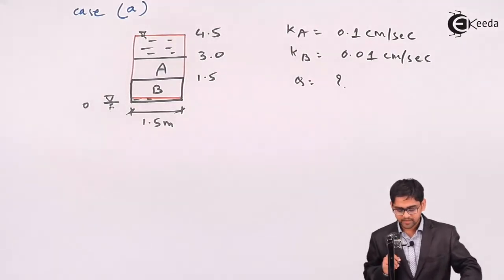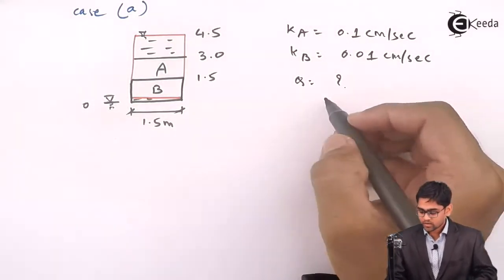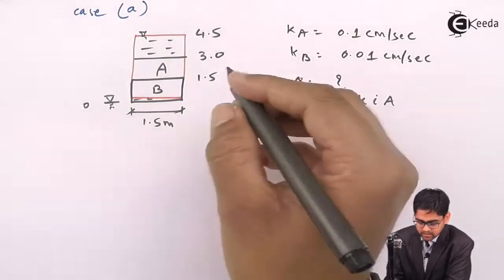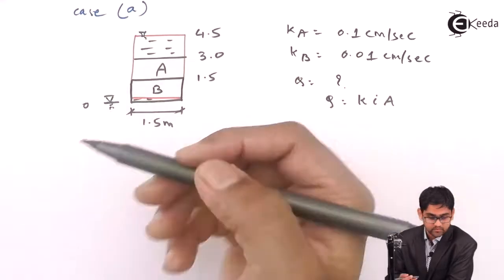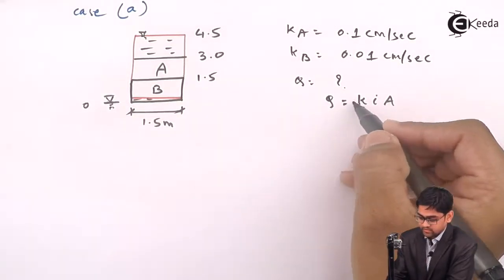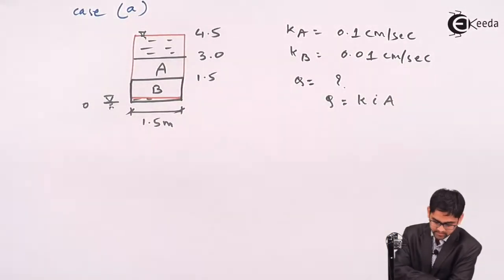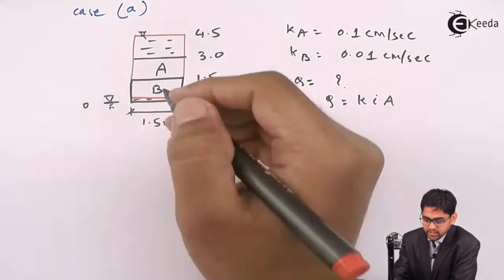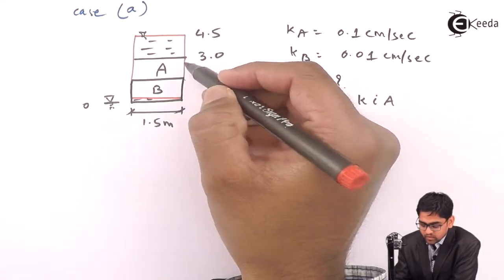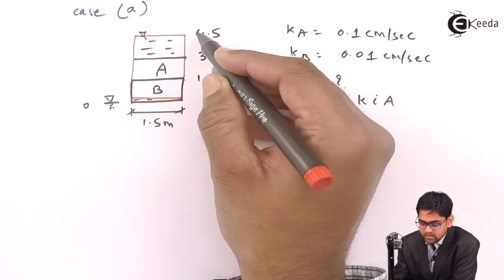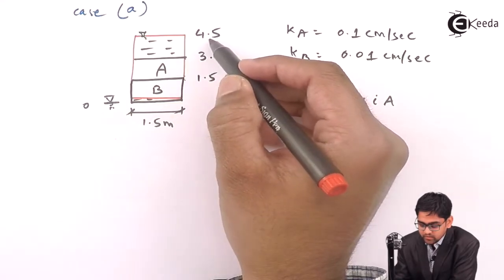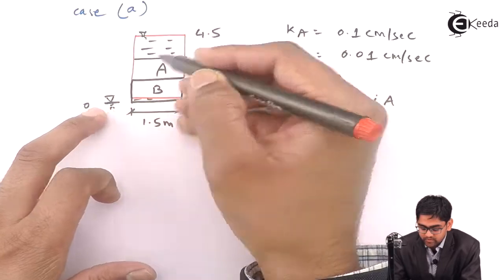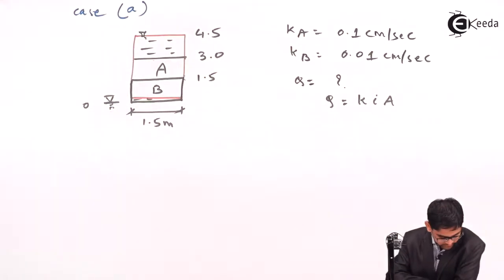So remember, in order to calculate the quantity, the formula remains the same, Q equals KiA, and since there is a head difference, there will be flow, and you are asked to find this particular flow rate, the rate at which the flow is occurring. So if I calculate the total head loss for both soils, it is equal to 4.5, because this is the datum level and this is the total head at A. So 4.5 minus 0, this is the total head loss.